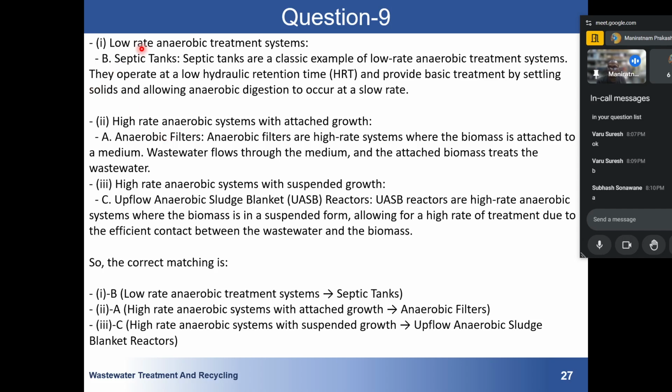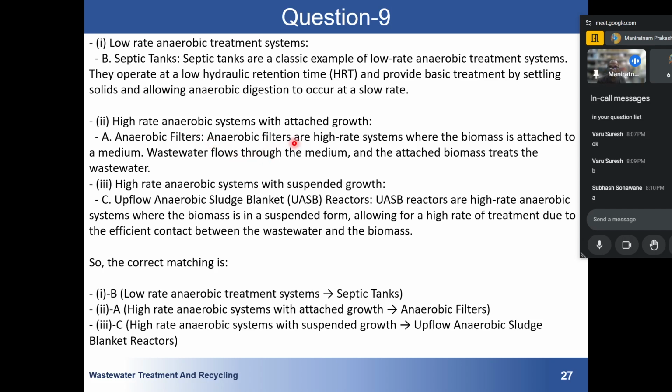So first we have low rate anaerobic treatment system. The low rate anaerobic treatment system is the septic tank. The septic tank is a classic example of a low rate anaerobic treatment system. They operate at low hydraulic retention time and provide basic treatment by settling the solids and allowing anaerobic digestion to occur at a slow rate. So remember this septic tank design, that anaerobic conditions are generally maintained due to depth and all these things. So these are very low rate anaerobic systems. Then we have high rate anaerobic system with attached growth. This is related to anaerobic filters.